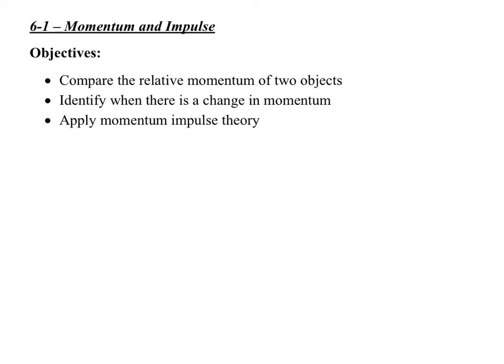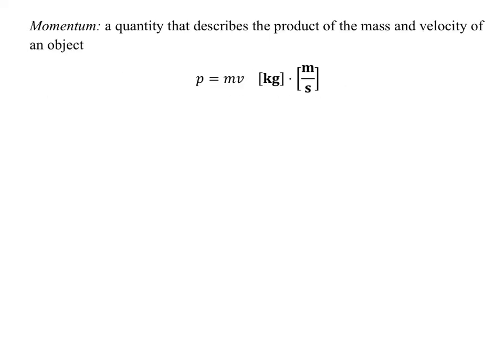So let's look at our first definition before we get started. So again, momentum is a quantity that describes a product of the mass and velocity of an object. So if somebody is twice as massive as you, and you're running at the same speed, well then they have twice as much momentum as you. But if I'm double the size of, say, one of my brothers, but he runs twice as fast as me, we have the exact same momentum then.